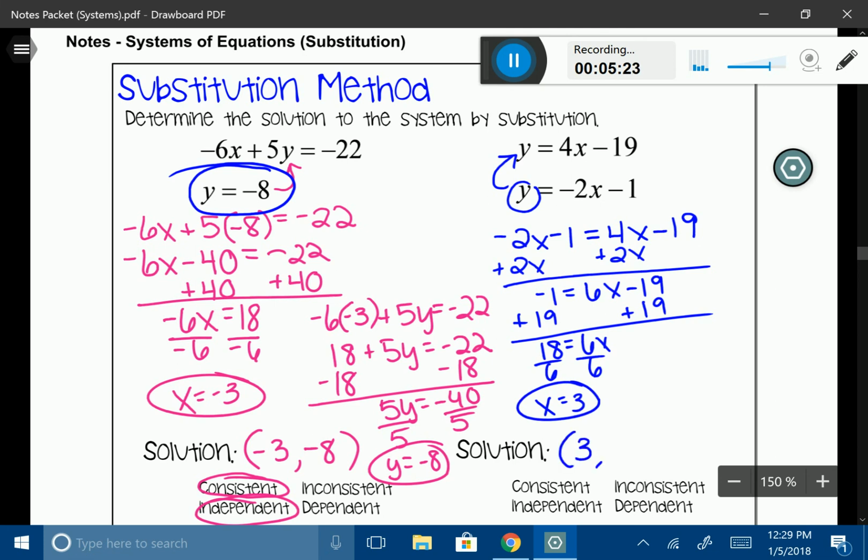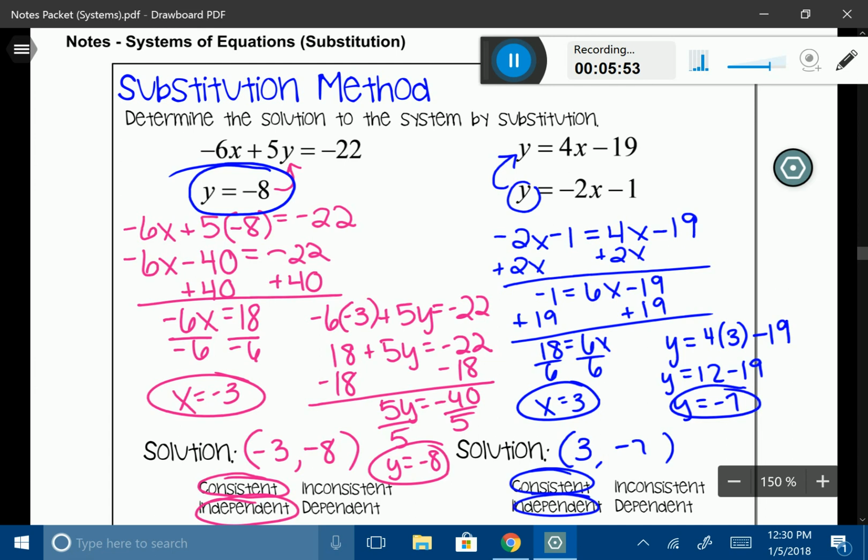There it is. So my x is equal to 3. Now I have to go and find my y. I could substitute my x back into either one of those equations. Doesn't matter. I'm just going to go ahead and stick with the top one. I think that'll be fine. y is equal to 4 times 3 minus 19. So y is equal to 12 minus 19. So y is going to equal -7. And that is my solution to my system. This is a consistent and an independent system of equations.